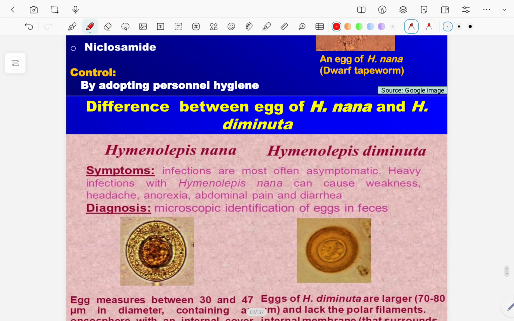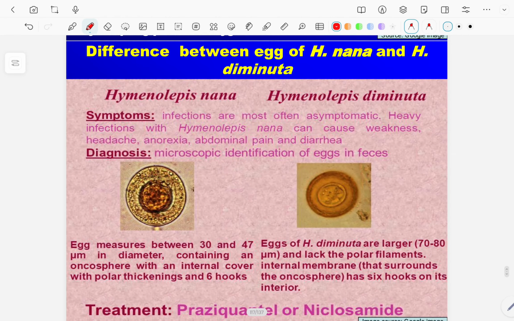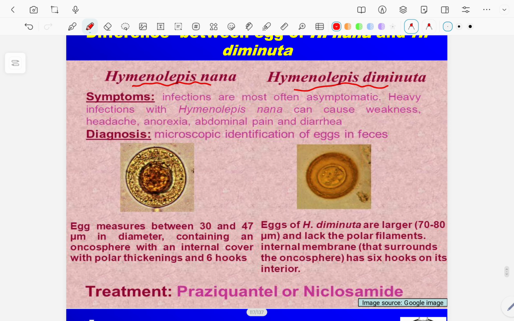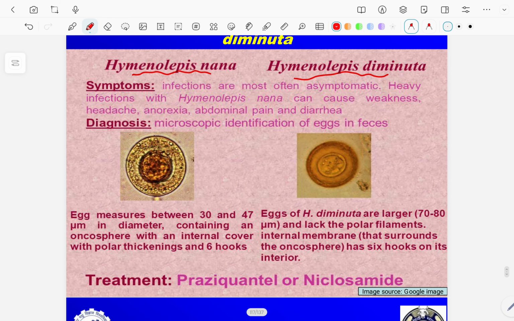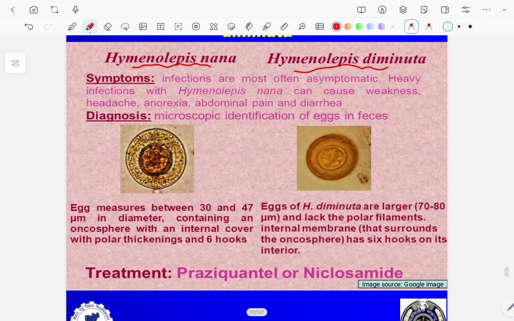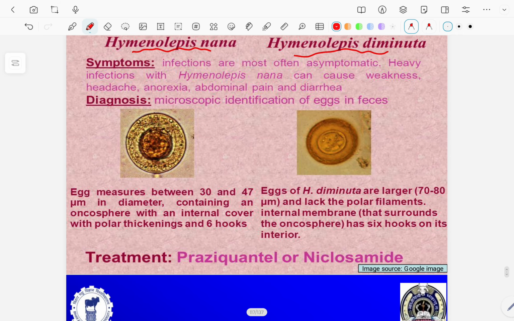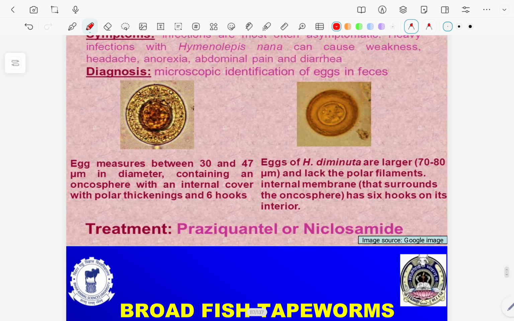Difference between eggs of H. nana and H. diminuta. Symptoms: infections are most often asymptomatic. Heavy infection with Hymenolepis nana can cause weakness, headache, anorexia, abdominal pain, and diarrhea. Diagnosis: microscopic identification of eggs in feces.